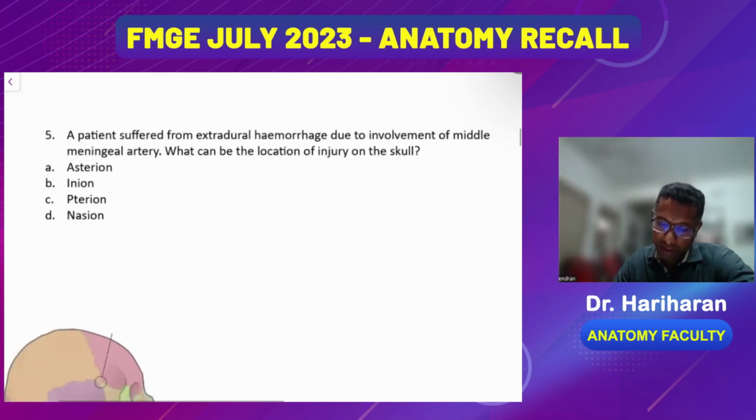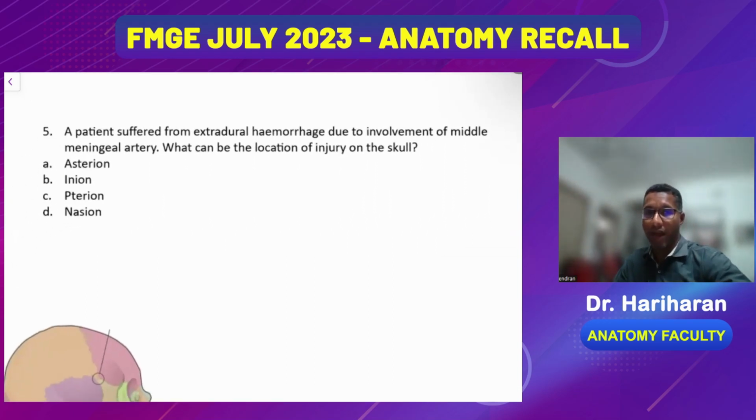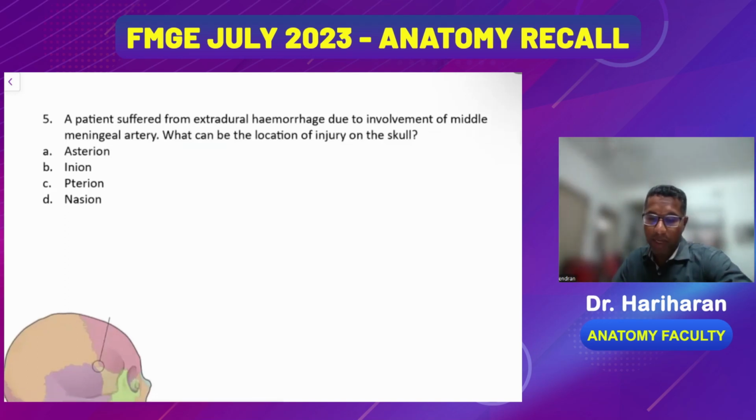See, this question would have come 100 times. One way or the other, it will come. So this is a very, very simple question again. A patient suffered from extradural hemorrhage due to involvement of the middle meningeal artery. What can be the location of injury in this skull?